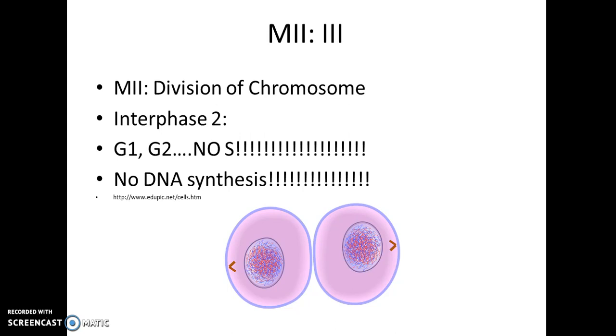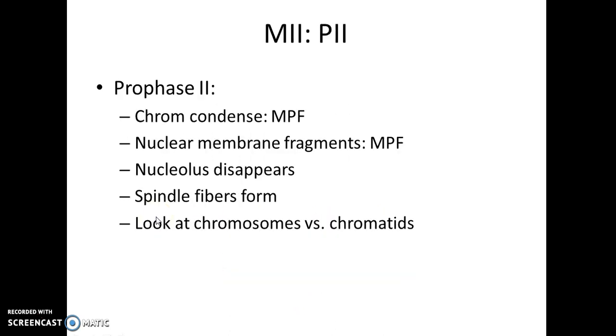Draw the pictures of two cells. We have one cell, two cells. Now draw two cells. Beautiful. So meiosis 2 prophase 2 is just like mitotic prophase. Chromosomes condense because of MPF. The nuclear membrane fragments because of MPF. The nucleolus disappears because the chromosomes condense. Spindle fibers form. So now we have two cells. Each cell has two chromosomes made up of four chromatids.